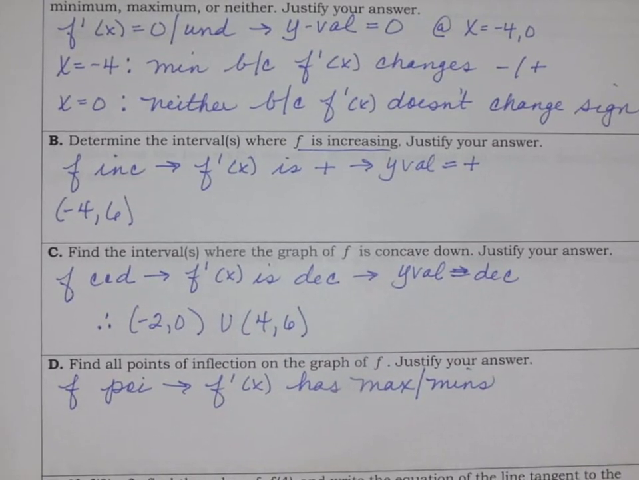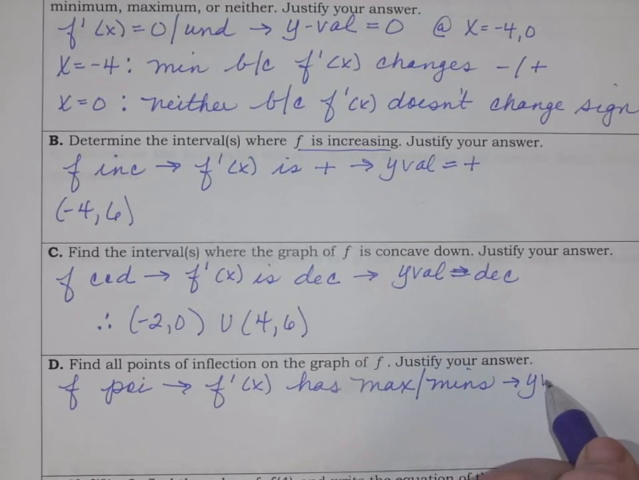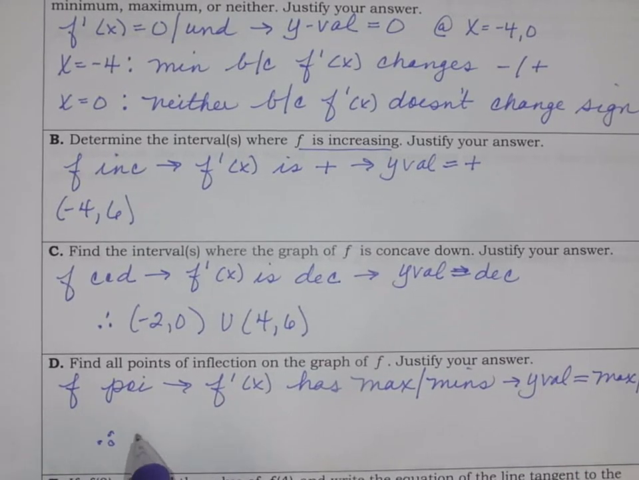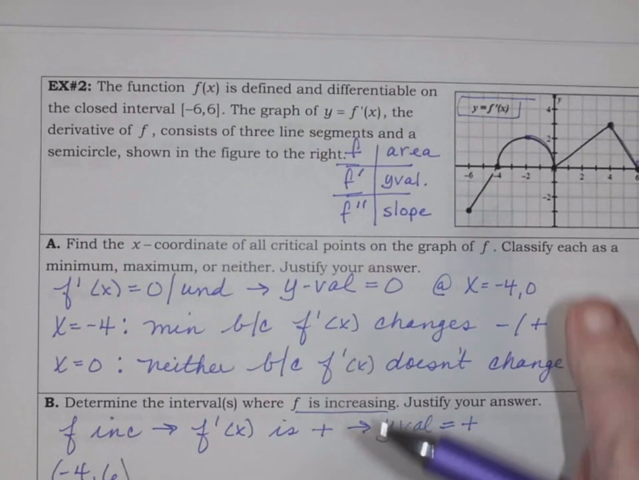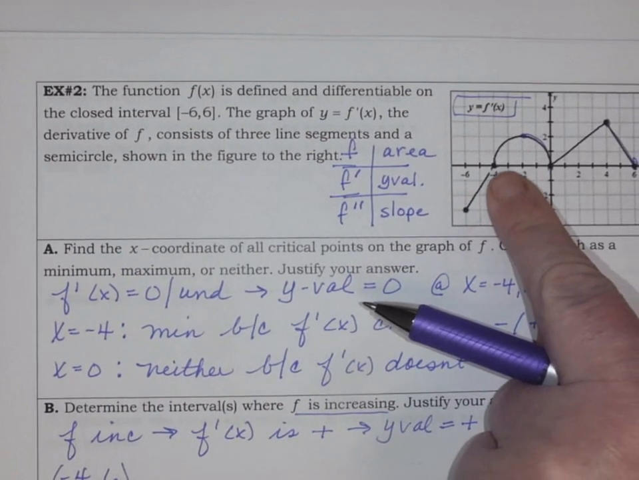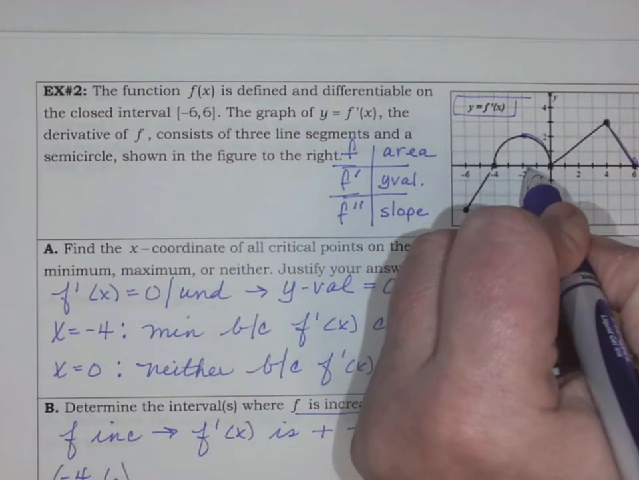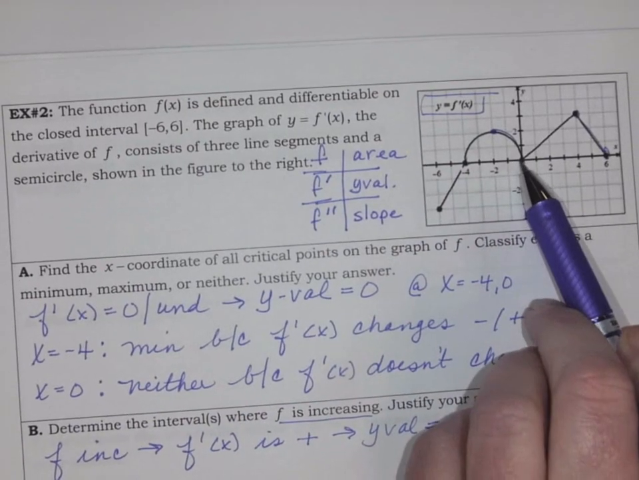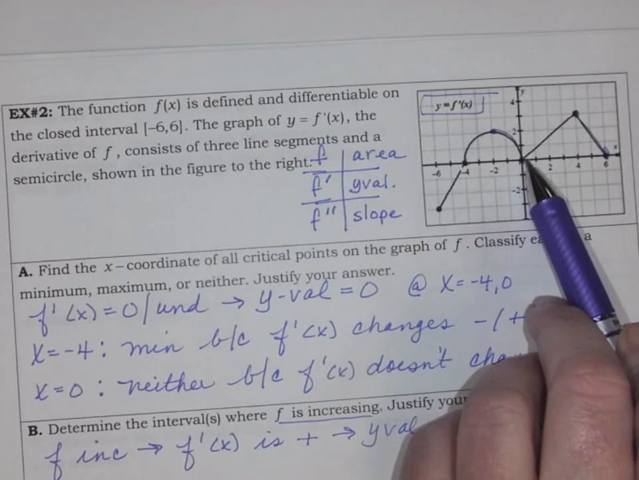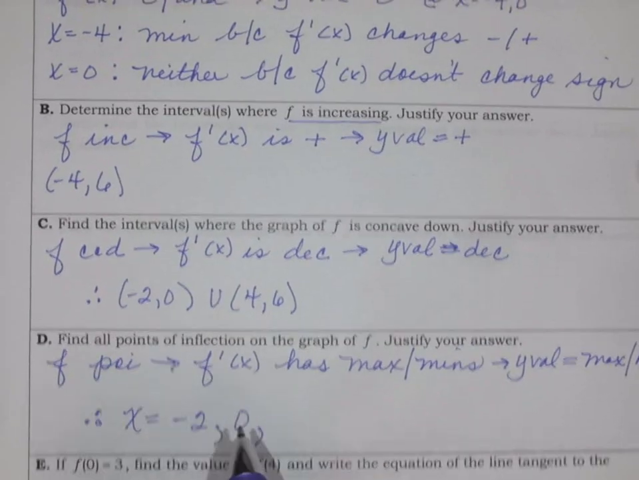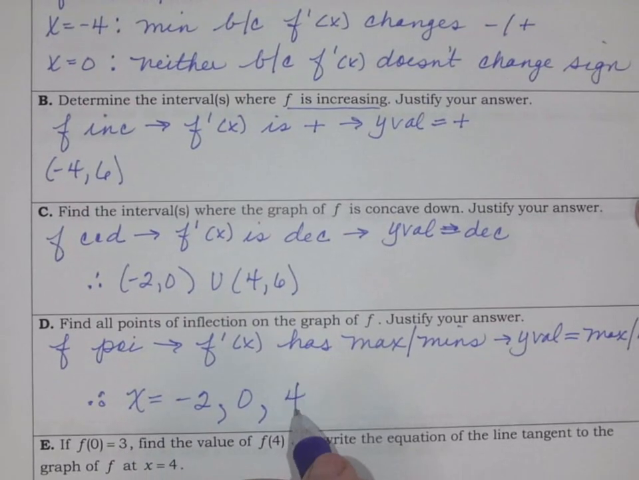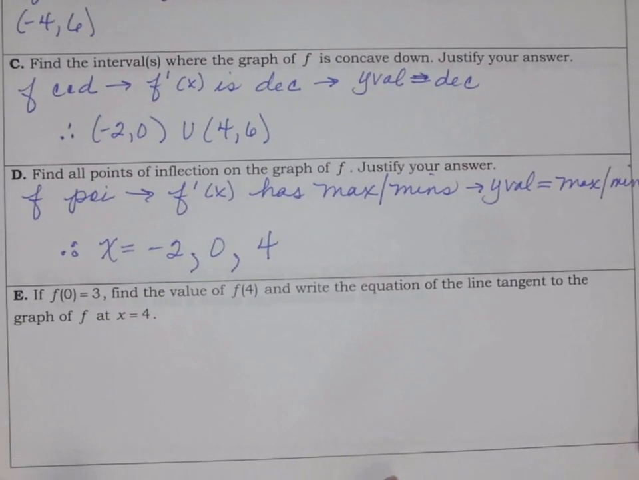Okay, so that means we want our y values to equal either a max or a min. So therefore, that's going to happen at x equals... okay, that is not a max or a min, but up here, -2 is 1, so at x equals -2. 0 is a minimum for that little piece, so 0. And then we have another one up here at 4, that's a maximum, so 4. So those are going to be our points of inflection.